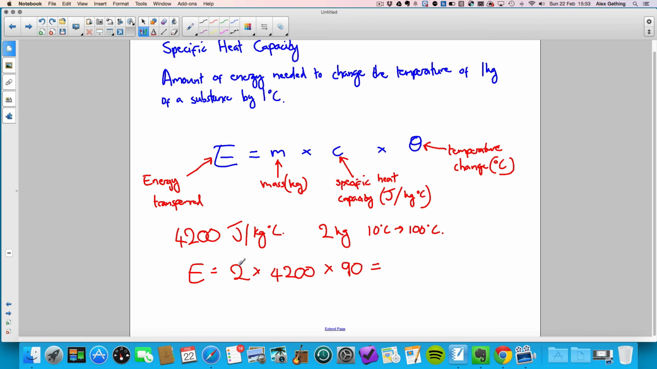Plugging those in there, you can see the mass in kilograms is 2. Multiply the specific heat capacity, which they'll give you. And the only tricky bit which will catch you out is the tendency for people to put 100 degrees there, remembering that we're actually looking for the temperature change. So it's 100 take away the initial starting temperature of 10, so it's going to be times 90, and that's going to equal 756,000 joules.